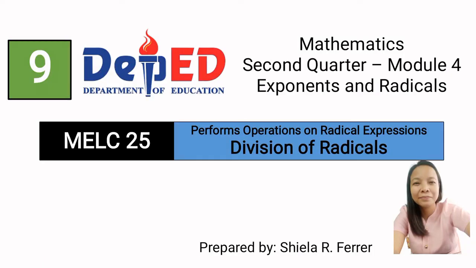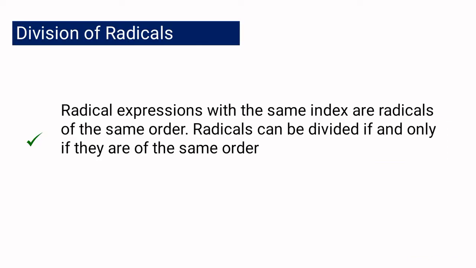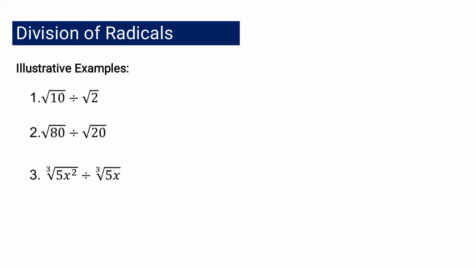Hello everyone, I will be discussing today division of radicals. Division of radicals is the same as multiplication, wherein you can only divide if they are of the same order. And as we have discussed the last time, we say that radicals are of the same order if they have the same index. And in division, you are going to divide coefficient to coefficient, and then of course radicand to radicand. Let us proceed with different examples.